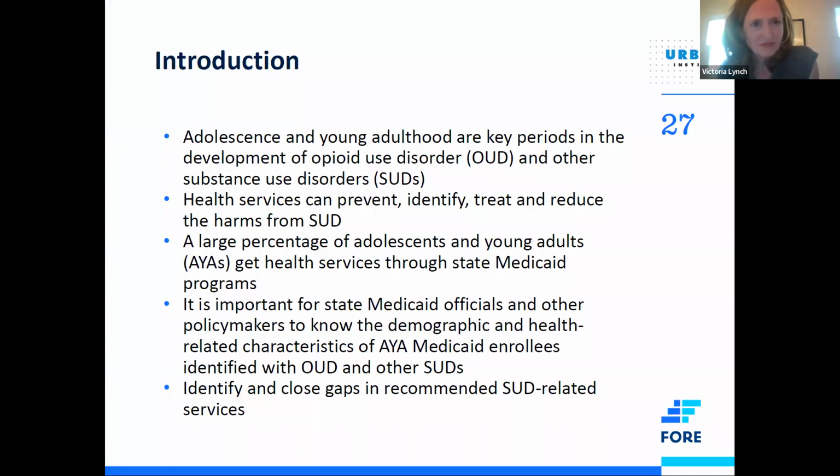Next slide, please. I'm going to try to breeze through these early slides because there's a lot in the findings that may be newer to y'all. First, we're studying adolescents and young adults because these are key periods in the development of OUD and other SUDs. We note the large body of health services literature showing that health services can prevent, identify, treat, and reduce the harms from SUD, and that a large percentage of adolescents and young adults get health services through state Medicaid programs. Thus, it's important for state Medicaid officials and other policy makers to know more about the demographic and health-related characteristics of this population in order to better identify and strategically close gaps in the receipt of recommended SUD-related services.